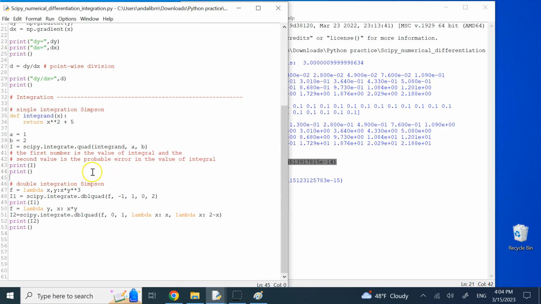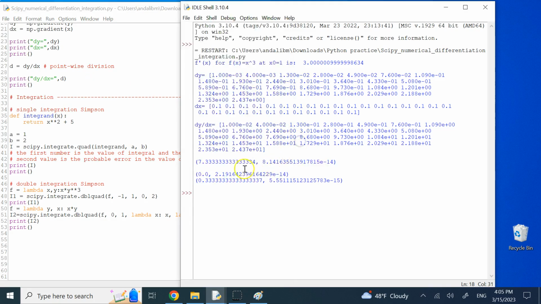This is the potential error in the integral, okay? So you can see that the integral is correct, right? Because the antiderivative of x² plus 5 is 1 over 3 x cubed plus 5x. And if you plug in 2, you're going to get 8 over 3 plus 10. If you plug in 1, you're going to get basically 1 over 3 plus 5. And if you subtract, the number should be 7 and 1/3, right? Which you can see over here.